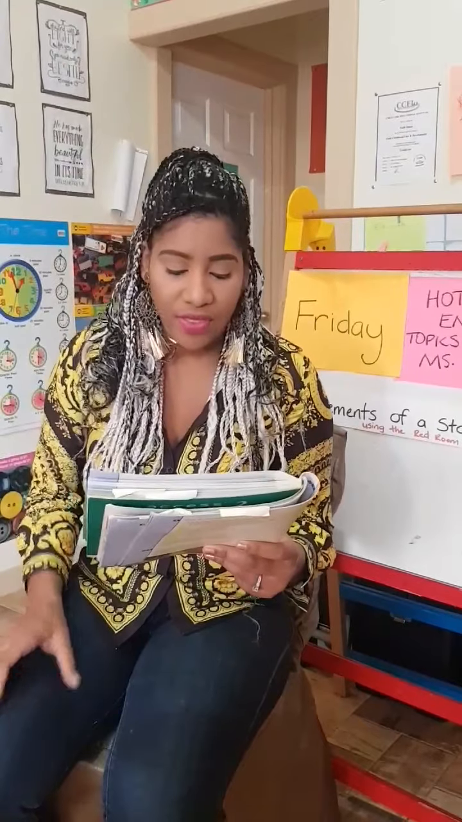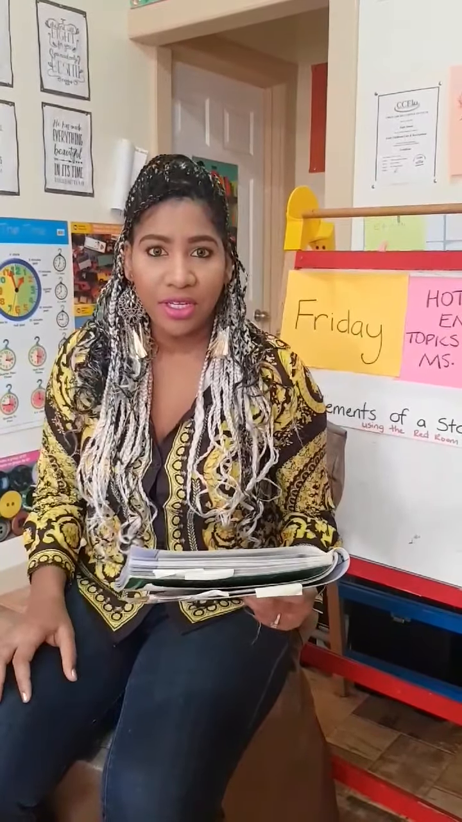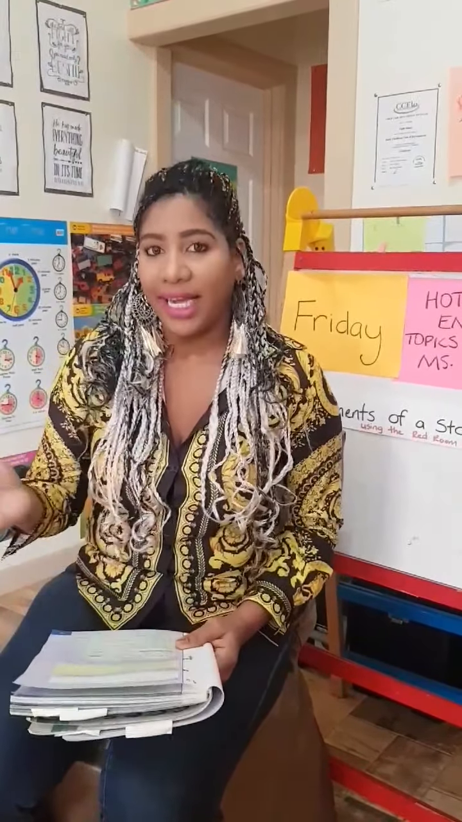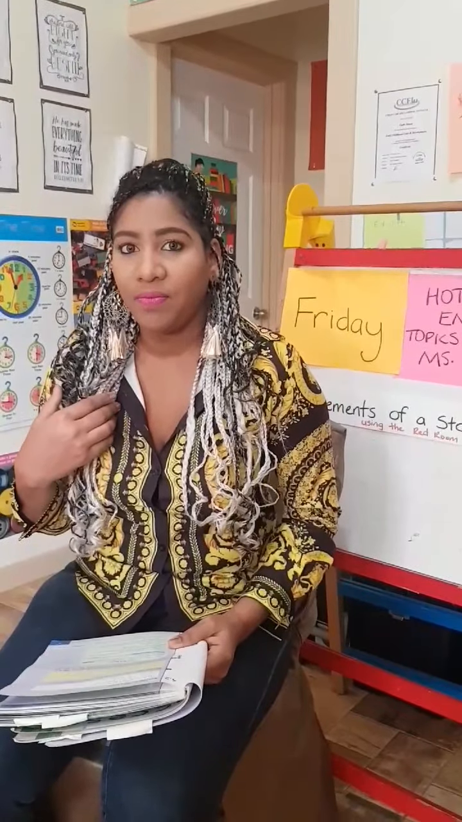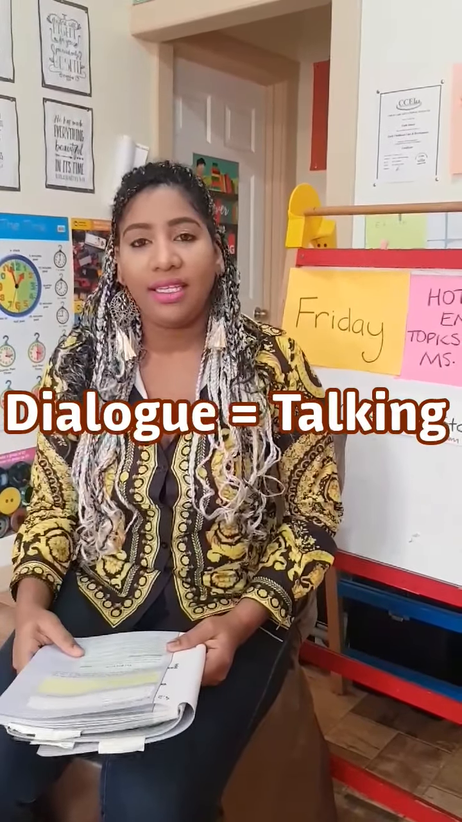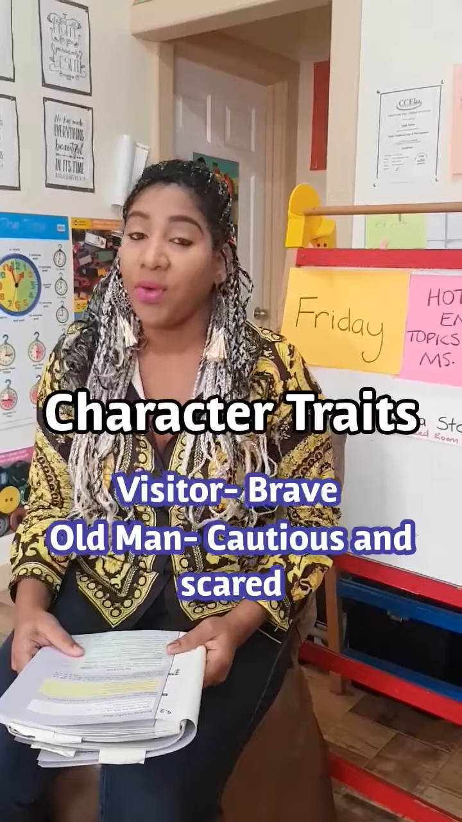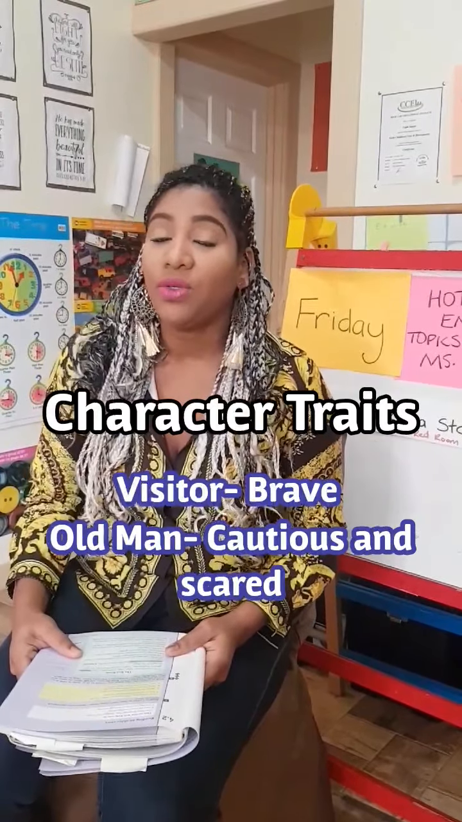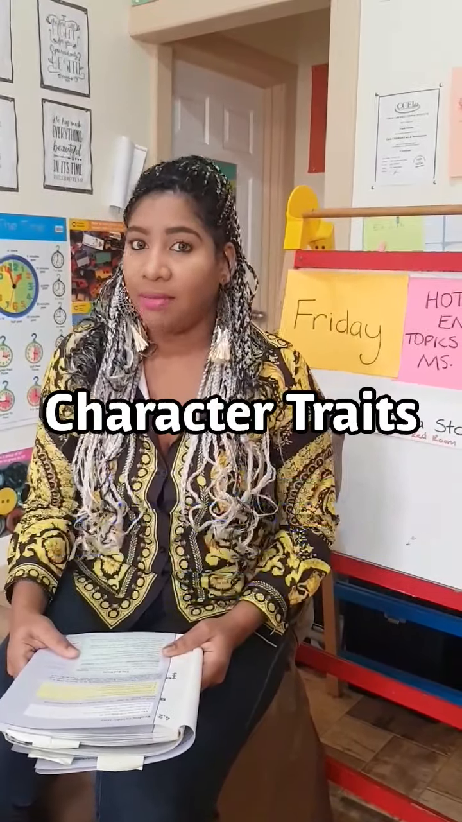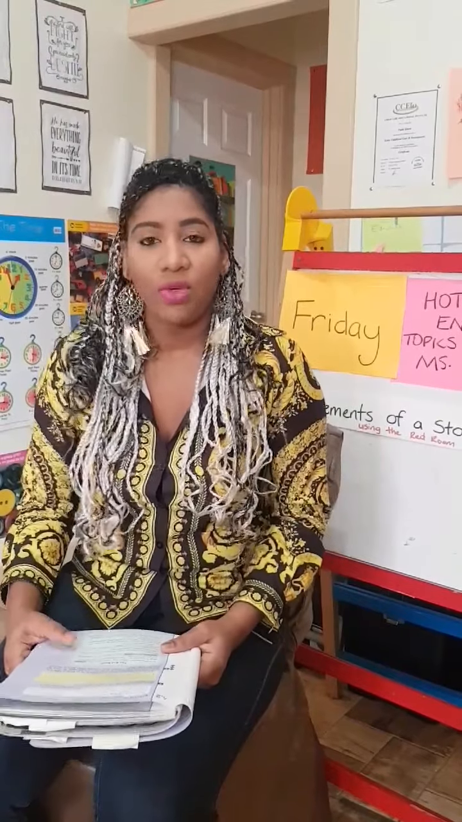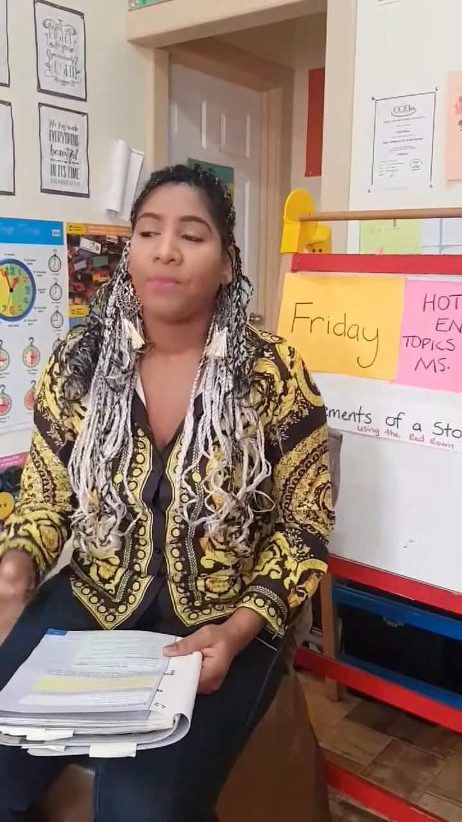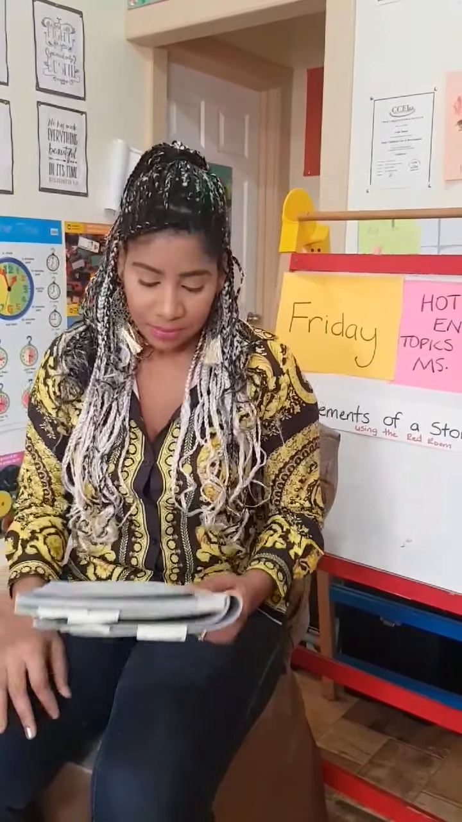Right? This is what I came for. Remember when you had to use dialogue to tell me about your character? So far we can see that this man is very brave. And the old man is cautious, and he's cautioning the man about the red room. So we already know a little bit about their traits.